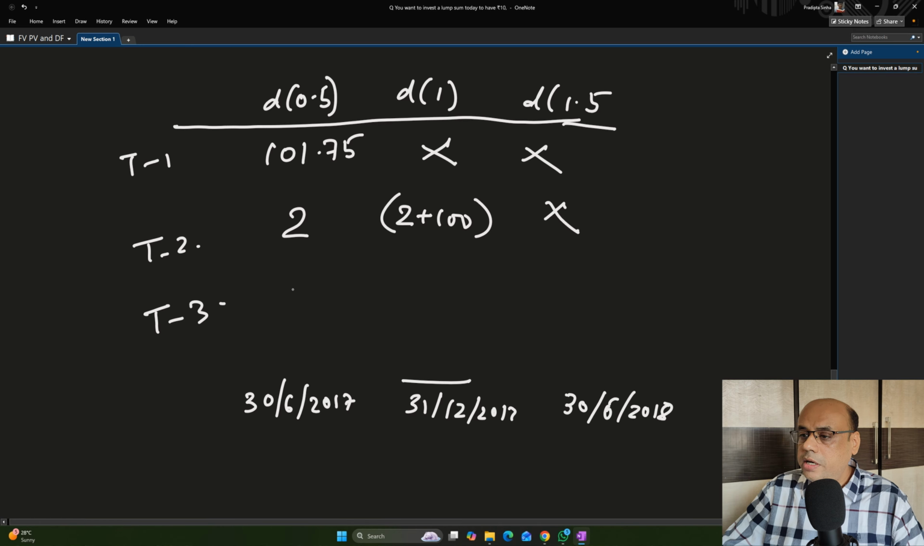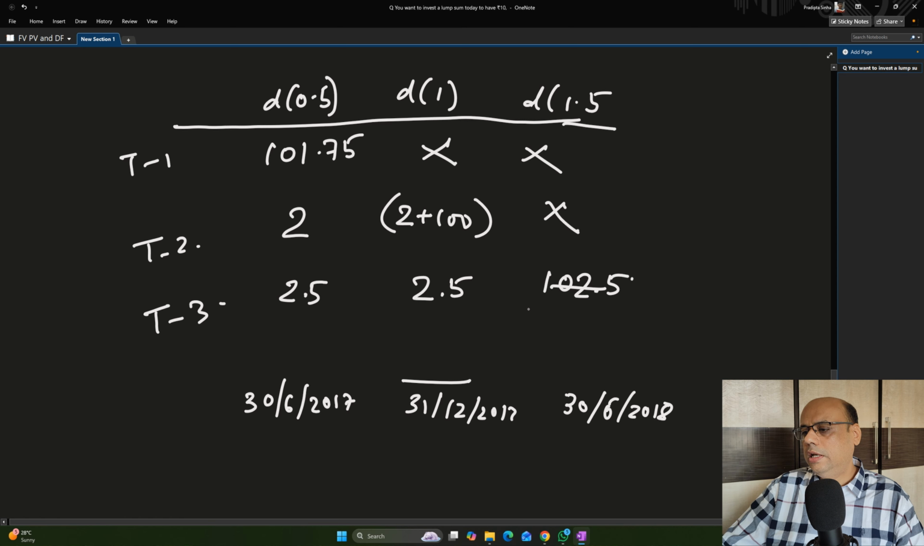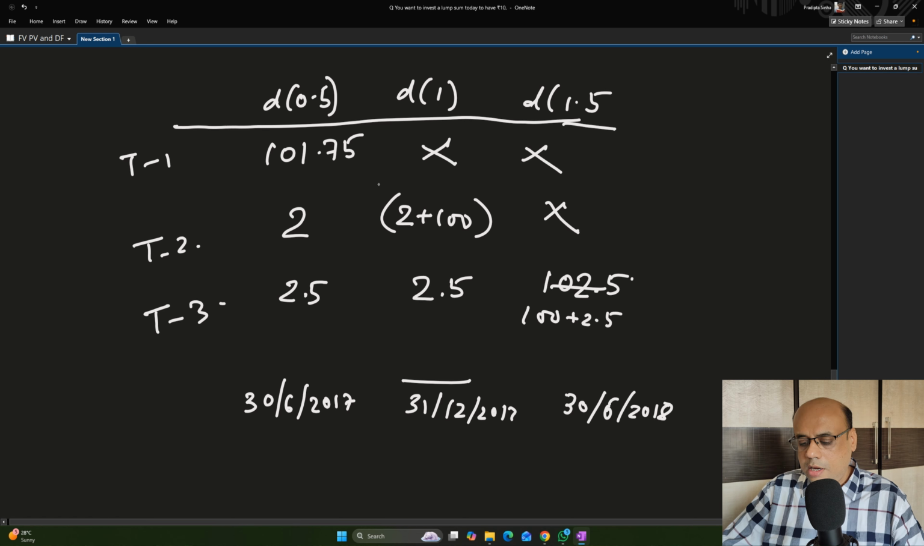Similarly for tranche 3, what was the interest rate? The interest rate was 5%. So how much will it be here? It will be 2.5 here, and 2.5 here. And here how much will it be? 102.5. See, let's write it this way so that it's clearer. And just like the way we found D of 0.5, the same way we can figure out D of 1.